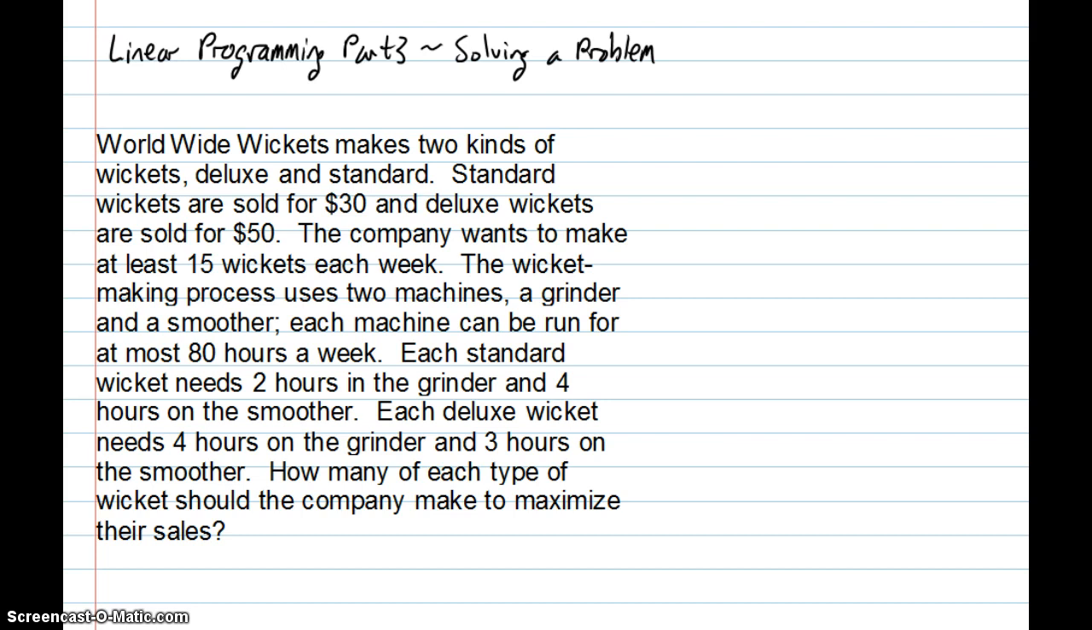Worldwide Wickets makes two kinds of wickets, deluxe and standard. Standard wickets are sold for $30 and deluxe wickets are sold for $50. The company wants to make at least 15 wickets each week. The wicket making process uses two machines, a grinder and a smoother. Each machine can be run for at most 80 hours a week. Each standard wicket needs 2 hours in the grinder and 4 hours in the smoother. Each deluxe wicket needs 4 hours on the grinder and 3 hours on the smoother. How many of each type of wickets should the company make to maximize their sales?